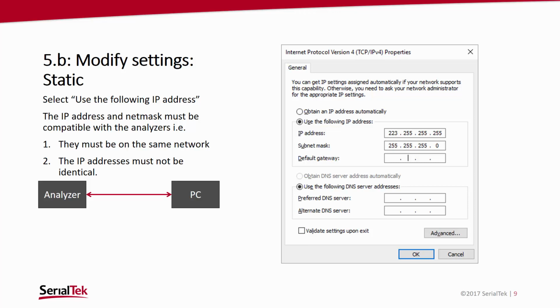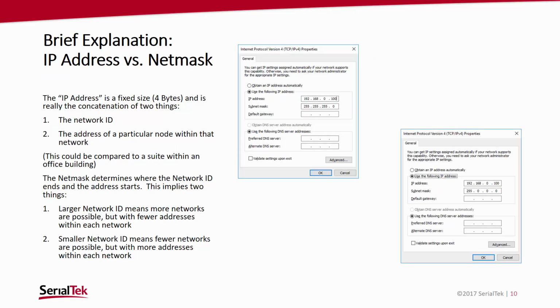In general, when a static IP address is used, this is when there's a single Ethernet cable going directly from the user's PC running the BusExpert software directly to the analyzer. A full explanation of IP addressing and net masks and Ethernet networking is beyond the scope of this presentation, but a brief explanation may serve to help the user to avoid some of the most common errors.